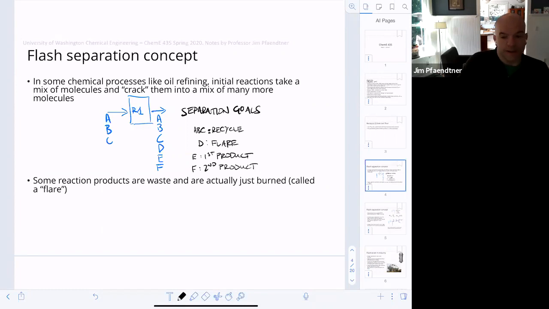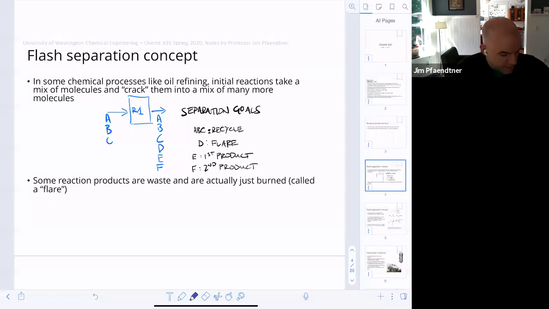And these molecules have some similar properties, but they also have really widely varying boiling points. So a very common unit operation is a reactor that's called a cracker. And what we see in cracking of olefins and hydrocarbons is a kind of breaking down of that carbon backbone and separating into very small molecules.